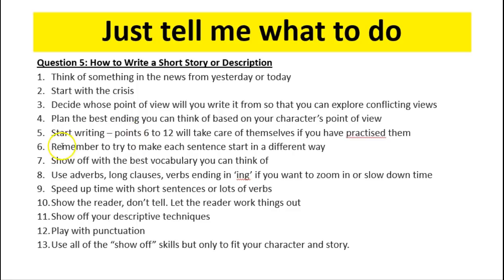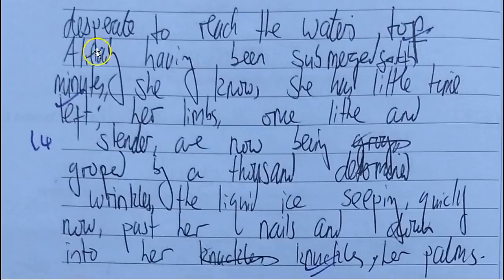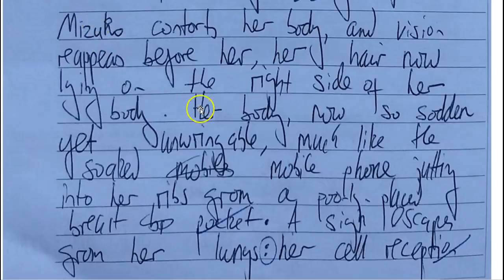Remember to try to make each sentence start in a different way. So this is my number 1 technique for getting students from grade 4 to grade 7. Just start each sentence in a different way. The, dawn, hurriedly. Already, and then the massive show-off sentence. Darkness, she, poor. Mizuko, her, a. And you can see that instinctively Bo is writing different sentence beginnings all the time.